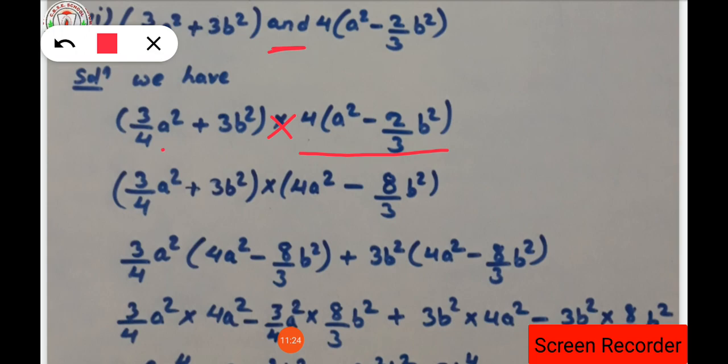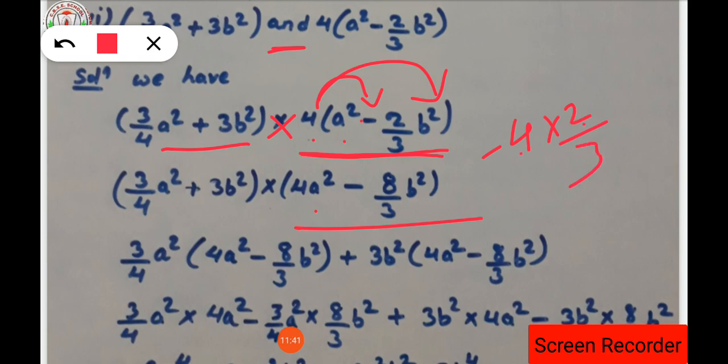That means before this term multiplies with the second term, the 4 is going to multiply with both the terms. So when 4 multiplies with both the terms, what will it become? 4a square, then 4 into 2 upon 3, so 4 into 2 is 8 by 3. So that's why inside the bracket minus 8 by 3 b square will come.